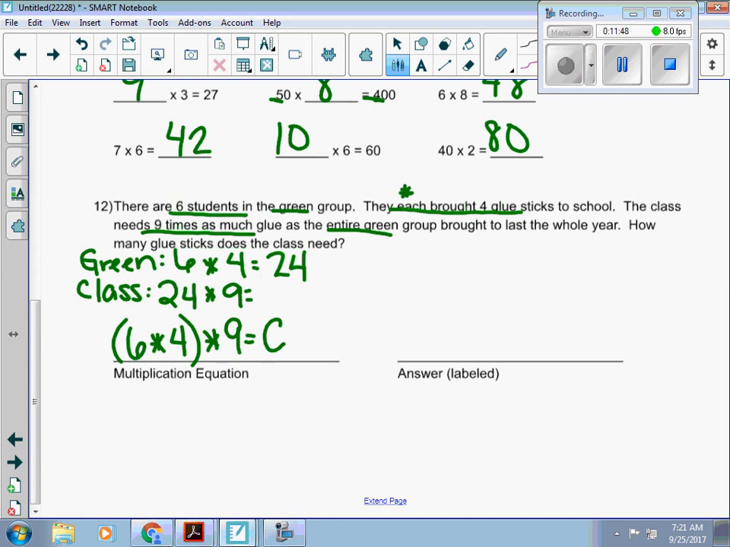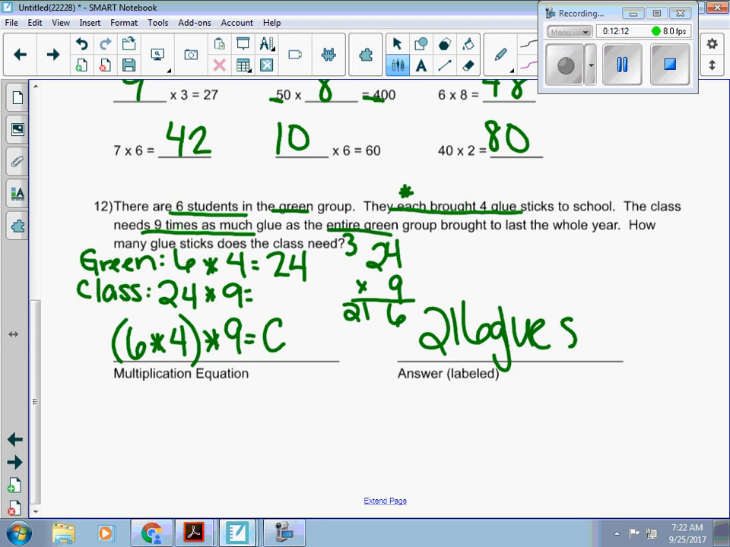And you can solve it however you want. I'm going to just do the traditional way. And I got 216 glue sticks. That's a lot of glue sticks.